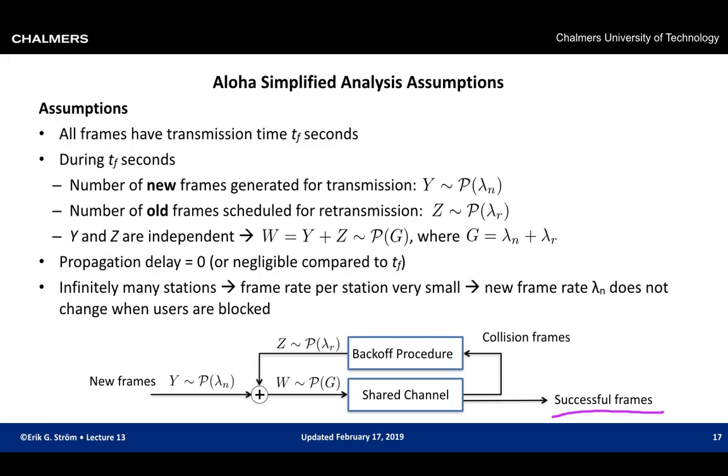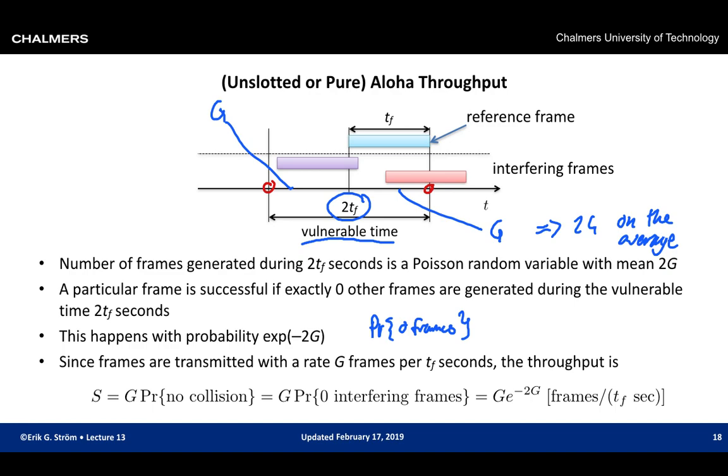Okay, so then we draw the following conclusion, that the number of successful frames on the average is the number of frames that we try to transmit, G, times the probability that these frames go over the channel. So it's G times the probability that there are 0 interfering frames, and at the end of the day we get G times e to the power of minus 2G successful frames. And it's successful frames per TF seconds, because the basic time interval that we have been talking about here all the time is TF.